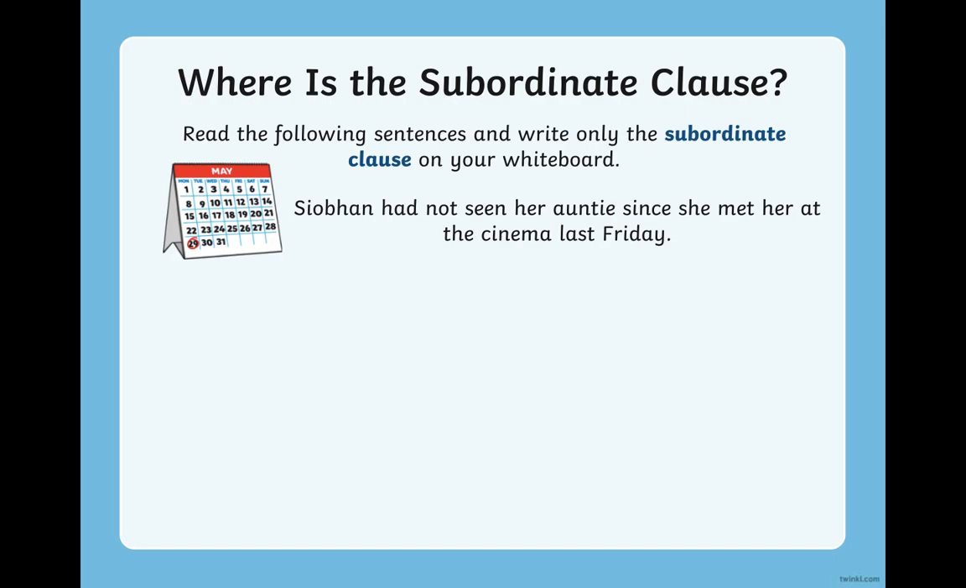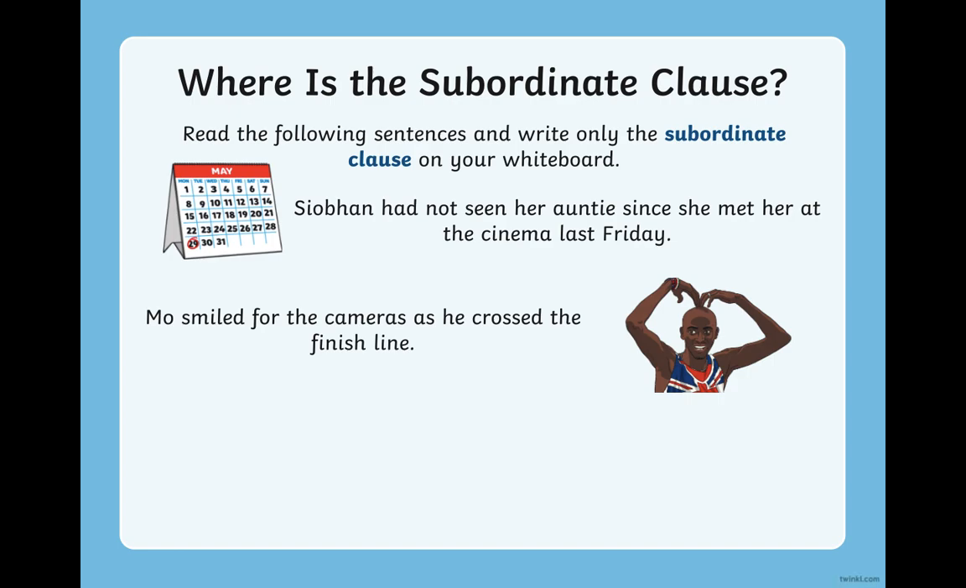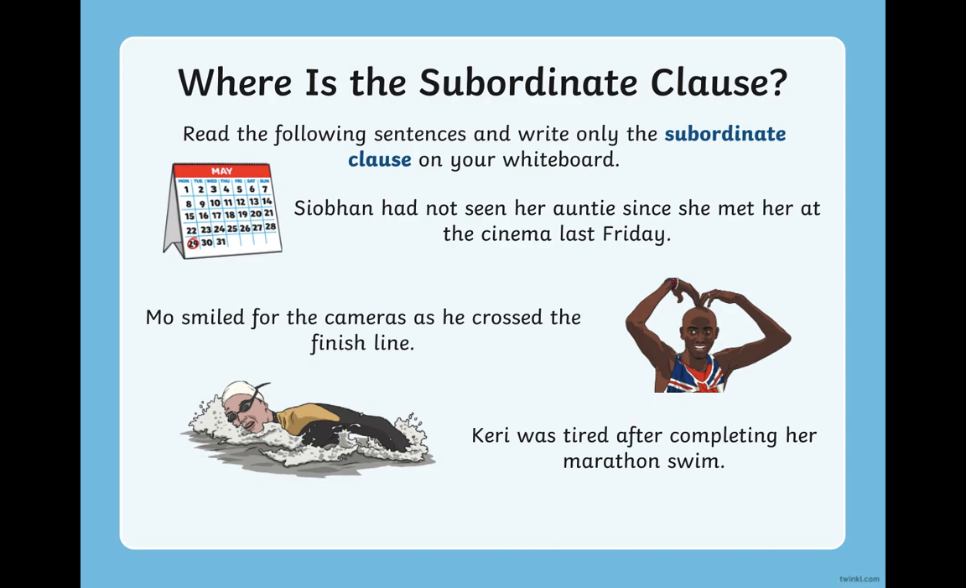So we're going to read the following sentences and write only the subordinate clauses. Well, we don't have whiteboards, so you can either write it on a piece of paper you have with you or just visualise it. Siobhan had not seen her auntie since she met her at the cinema last Friday. Mo smiled for the cameras as he crossed the finish line. Kerry was tired after completing her marathon swim. Okay, so find the subordinate clause, and my top tip for that is look for the subordinating conjunction.